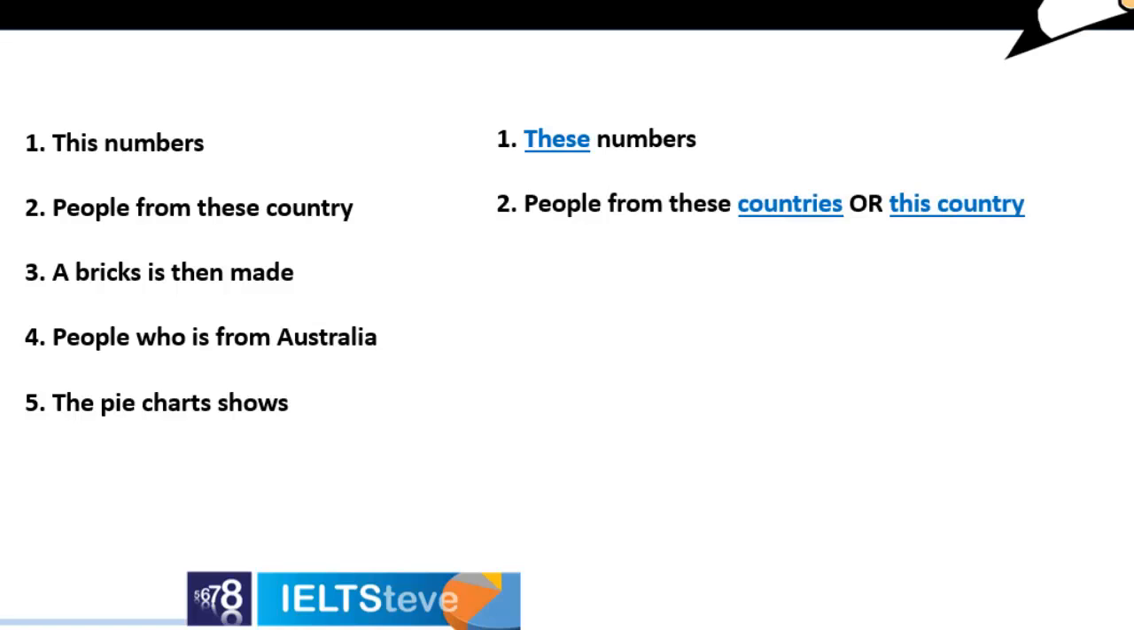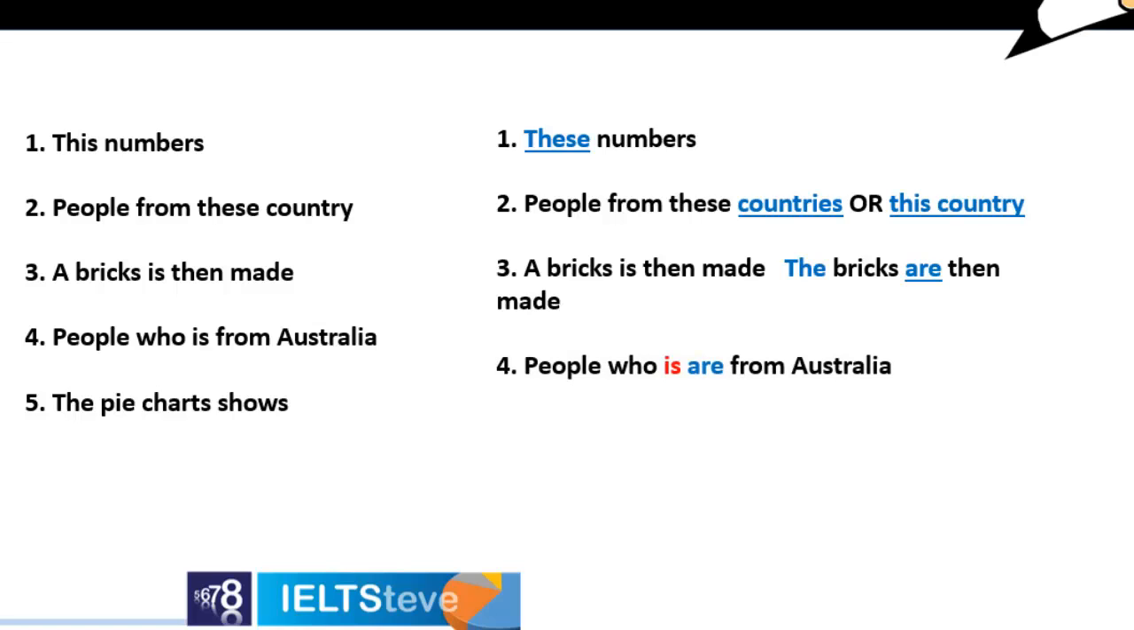So number two is confusing because are you talking about one country or two countries? So it's either these countries or this country. Now 3 is an example of where we might have the article "the" before it. This is common in a process, this example here. The bricks are then made. Very common mistake, that one.